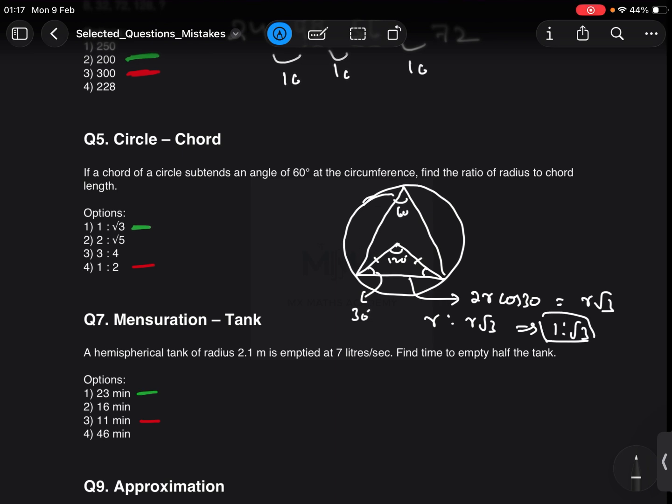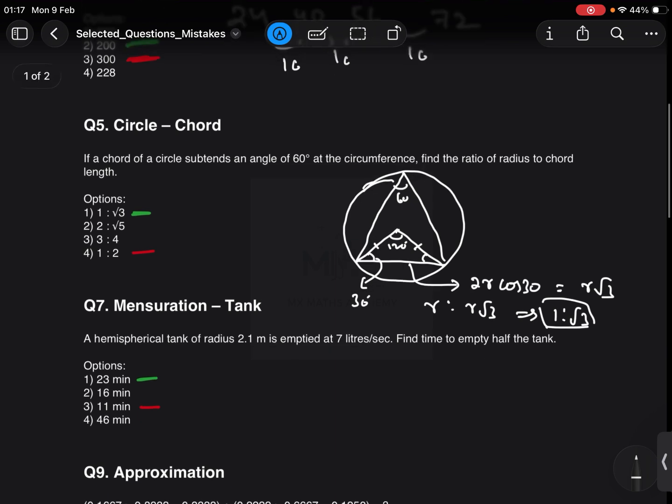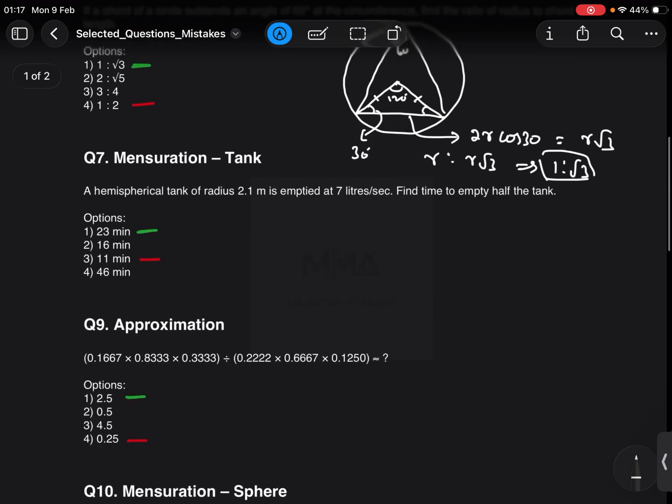This is such an easy question, and when looking at my response sheet, I've marked this as 1 is to 2. I still don't know why. Again, if I would have been a little extra careful, I would have marked this correct too.